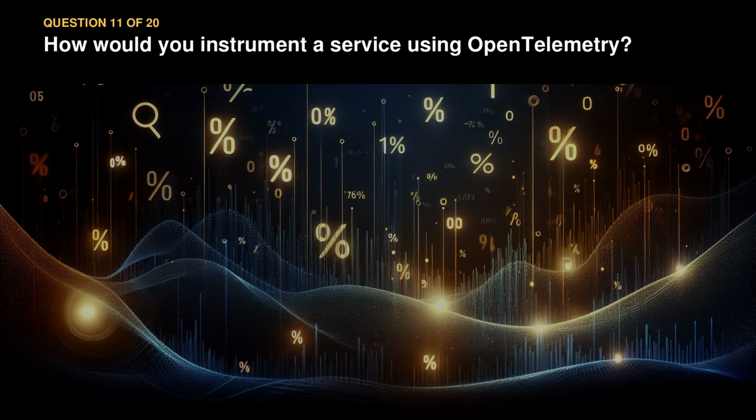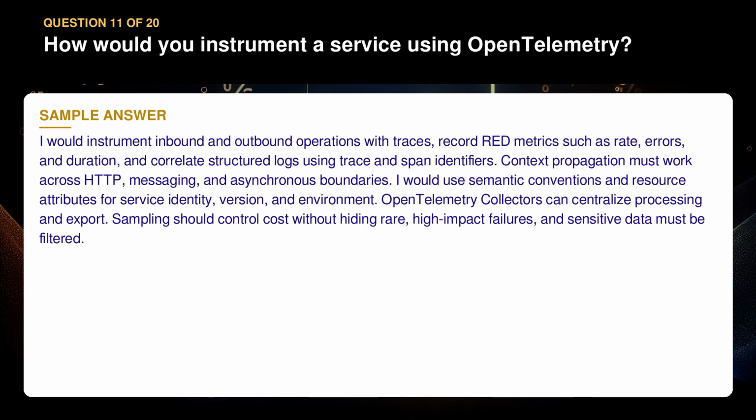Question 11. How would you instrument a service using OpenTelemetry? I would instrument inbound and outbound operations with traces, record RED metrics such as rate, errors, and duration, and correlate structured logs using trace and span identifiers. Context propagation must work across HTTP, messaging, and asynchronous boundaries. I would use semantic conventions and resource attributes for service identity, version, and environment. OpenTelemetry collectors can centralize processing and export. Sampling should control cost without hiding rare, high-impact failures, and sensitive data must be filtered.